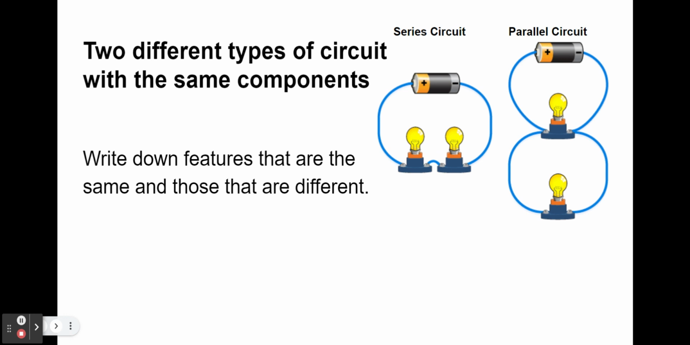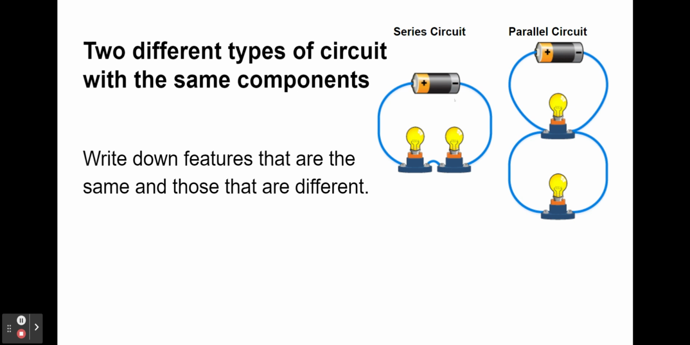So far in the course, you'll have looked at two different types of circuits, series circuits and parallel circuits. We've got an example of a series circuit on the left here and an example of a parallel circuit here. Have a little bit of think about the features that are different and the features that are the same in these two circuits. And if you can, just make a note about them.